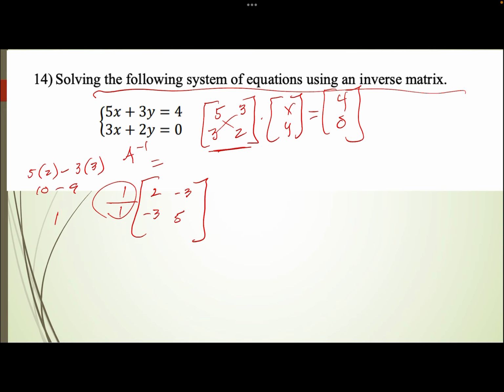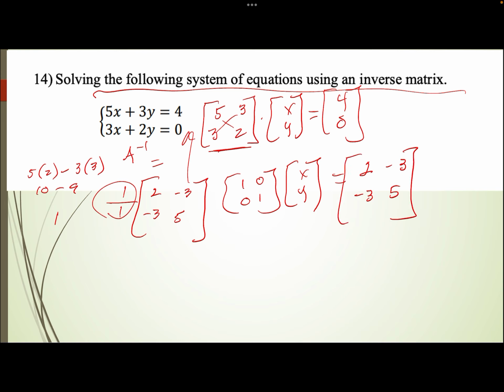So now I use the inverse. When I times it on this side, it cancels this out, and I get my 1001 times xy, which remember is just xy. But now I got to times it on this side, so I put my inverse in first and times it by my answer matrix. So this becomes xy, because this became the identity.